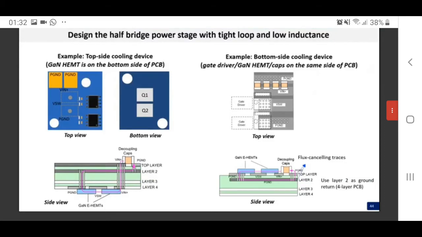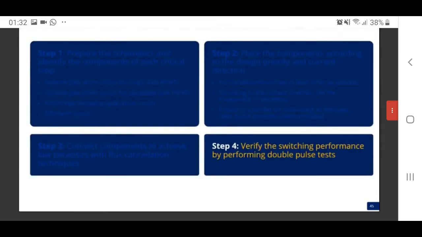Here are two examples of layouts of the top side cooling and the bottom side cooling devices. As you can see in the picture for the power commutation loop, the flux cancellation techniques are applied to minimize the loop inductance. The last step is to verify the design by performing double pulse tests.